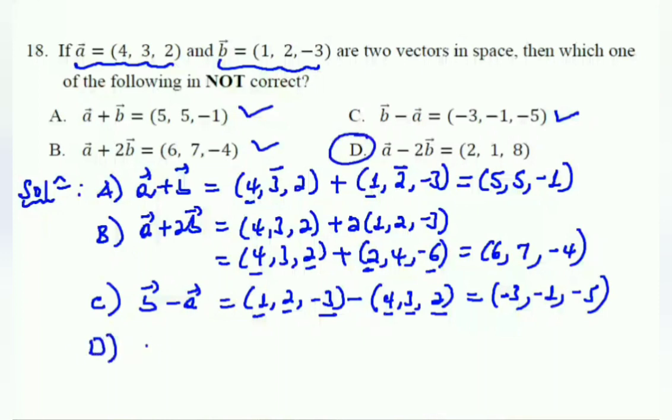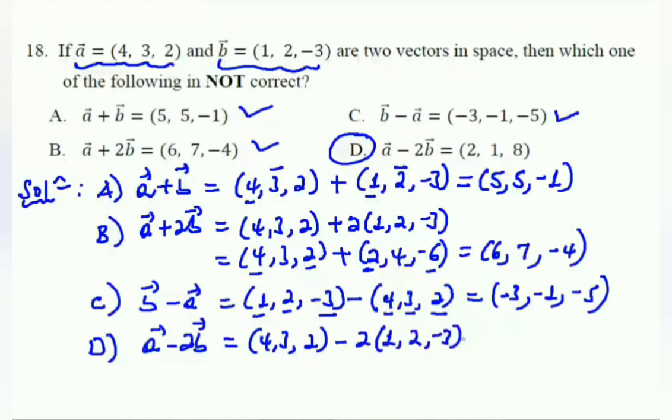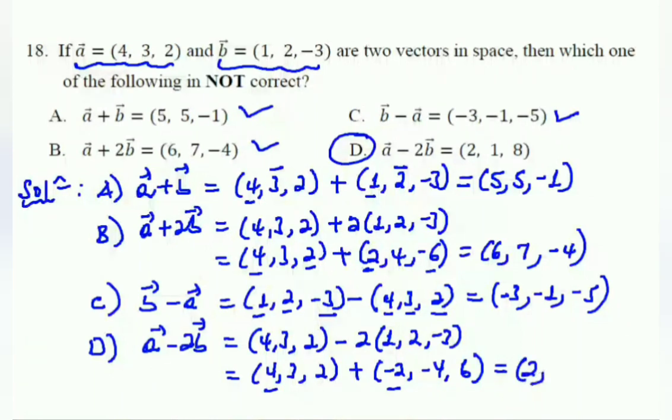Again, let's check for D. A minus 2B: A is 4, 3, 2, and minus 2 times B, where B is 1, 2, minus 3. This is 4, 3, 2 plus multiplying each component by minus 2, which gives minus 2, minus 4, and minus 2 times minus 3 is 6. Therefore, 4 with minus 2 is 2. 3 with minus 4 is minus 1. And 2 with 6 is 8. So D is false because this is not positive 1, it's negative 1.